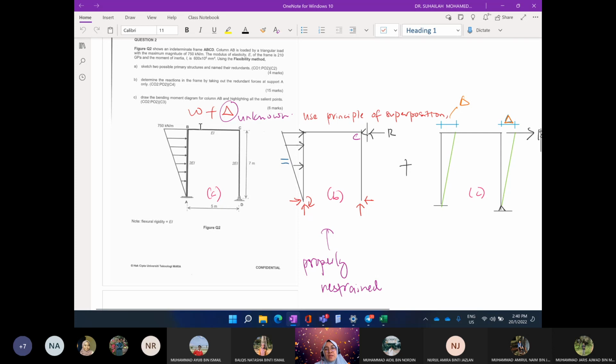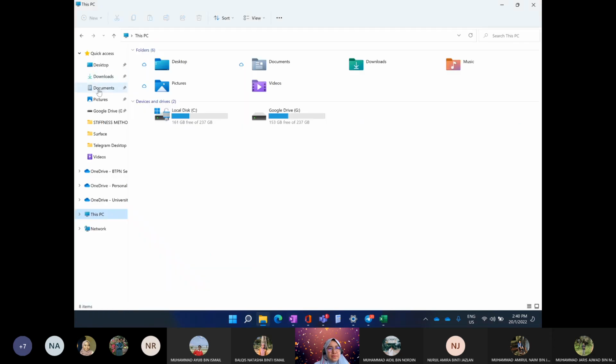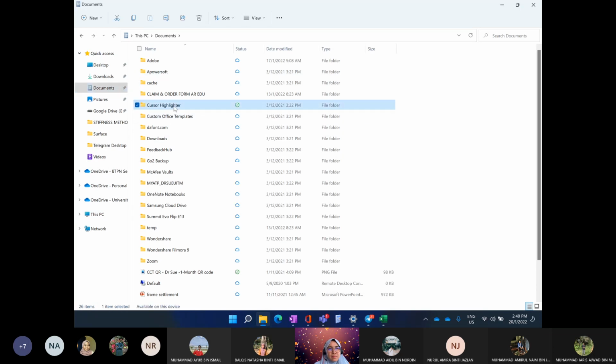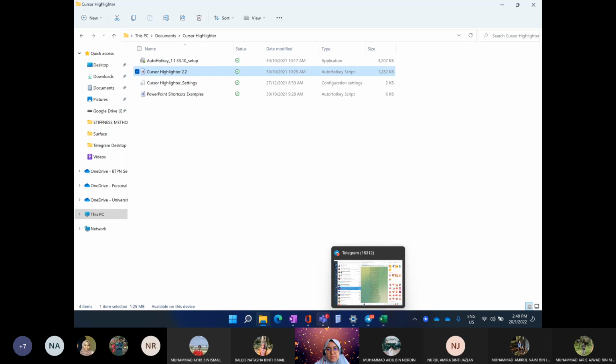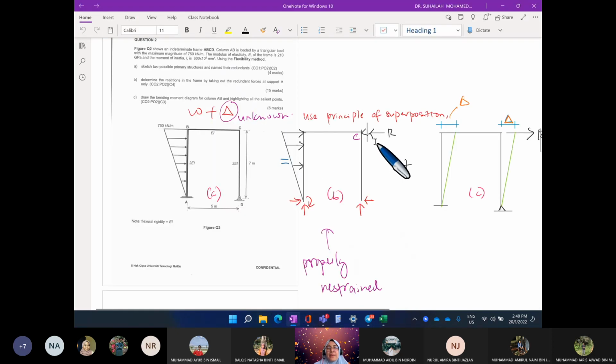When the frame is properly restrained, it means that there is a restraining force R. Properly restrained means there is a support that brings us the horizontal reaction. By putting an artificial support at C, we remove the delta from the original system. So by having this diagram B, we can solve the FEM, or fixed member end moment, by considering only W, because we have removed delta from the original diagram.